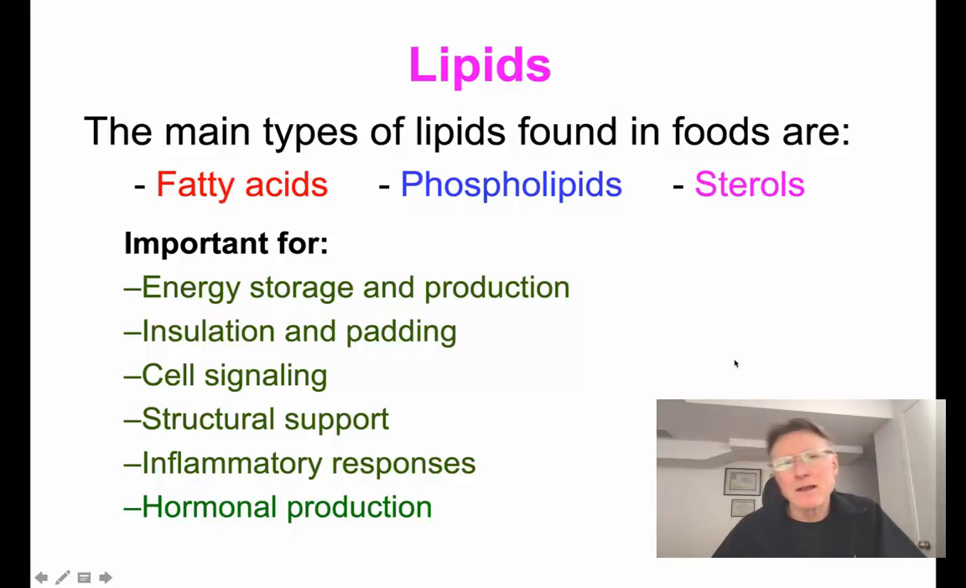Hello everyone. Today we're going to talk about lipids, and the main types found in foods are fatty acids, phospholipids, and sterols. The importance of these lipids we have already spoken about, so it's essentially associated with energy storage and production, insulation and padding, cell signaling, structural support, inflammatory responses, and hormonal production. So again, this is a refresher because we already spoke about lipids and their importance in previous lectures.